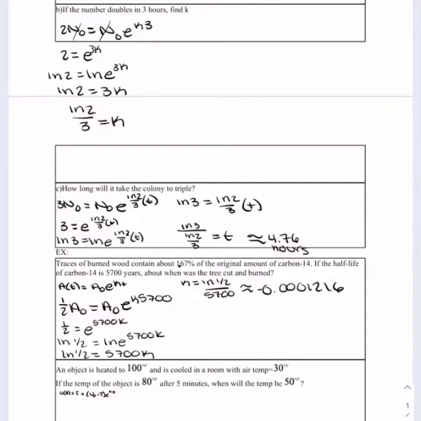So we have, and we're going to change that percent to a decimal, 0.0167 is our A(t), equals e, and then we found k of negative 0.00011216 times t. So we can take the natural log of both sides.